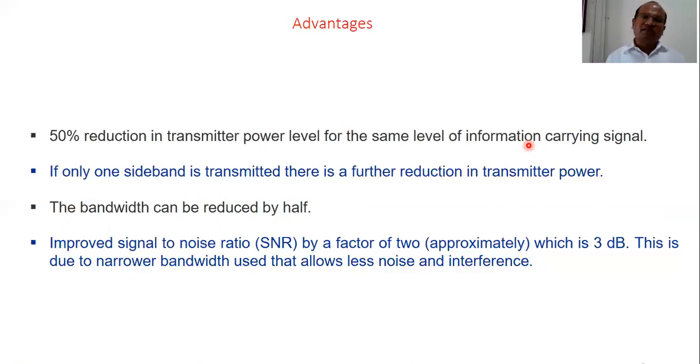The same message is delivered when we send both the sidebands. The signal can be recovered at the receiver from both the sidebands, but the same amount of signal can also be recovered from one sideband. So it means 50% of transmitted power does not need to be spent. So there is a 50% reduction in the transmitted power level. And in that case also, the information in the message is transmitted, detected, and received at the receiver. If only one sideband is transmitted, there is further reduction in the transmitted power.